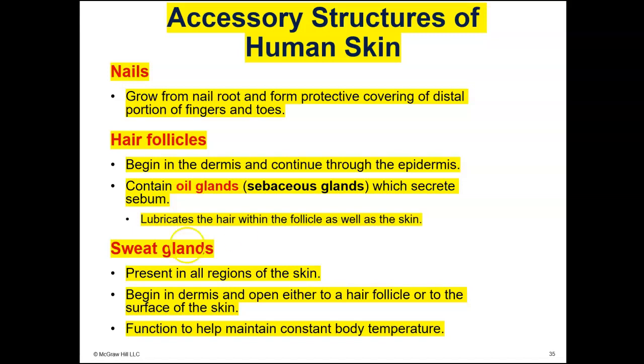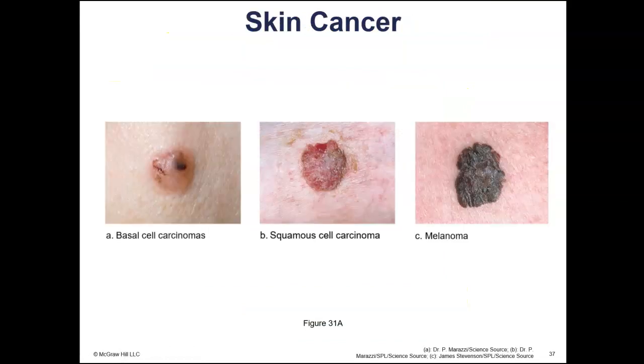Now, the accessory structures of the skin include the nails, the hair, and the sweat glands and oil glands. So, of course, the nails protect the fingers and the toes. Hair begins in the dermis and continues through the epidermis. Hair follicles contain sebaceous glands, or oil glands. And then sweat glands are present in all regions of the skin. We do have different types of sweat in different areas. Some of the sweat is smelly sweat that doesn't smell very good, but some is just watery sweat.